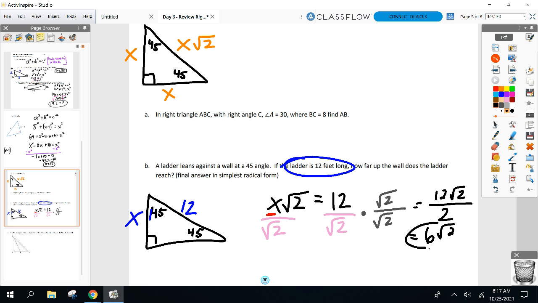There's your final answer. So I set the hypotenuse equal to x radical 2 because that was my rule up here. Set it equal to 12, x radical 2 equal to 12. Divide and then get that darn radical out of the denominator. That's really what I'm going to be asking you to do, and that's it.